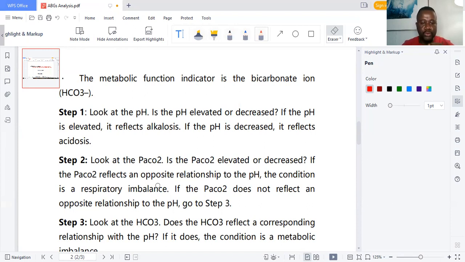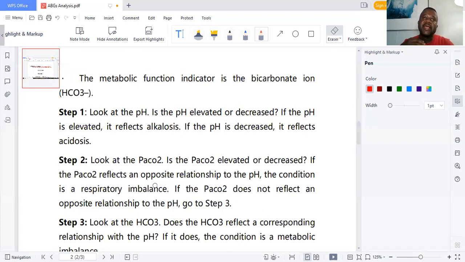Then you move to step two. Look at the carbon dioxide. Carbon dioxide, we say it is the respiratory function indicator, okay? Look at the carbon dioxide. Is the carbon dioxide elevated or decreased? If the carbon dioxide reflects an opposite relationship, we are going to say that when we use the formula of ROME.